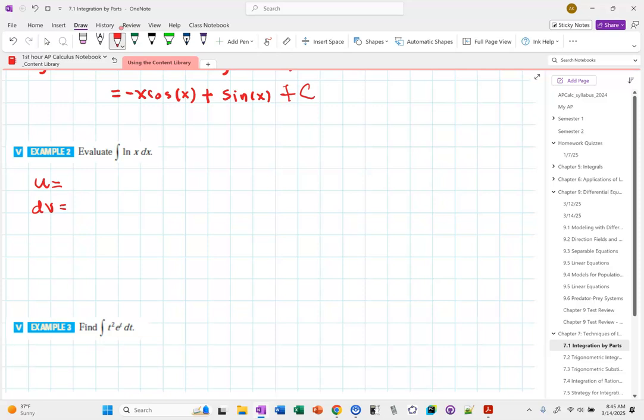So what should I pick as u and what should I pick as dv? I definitely don't want to pick natural log x as dv because it's going to be the same problem that I have currently, right? So natural log x certainly would have to be u. What's that leave for dv then? Just the dx. Everybody's okay there?